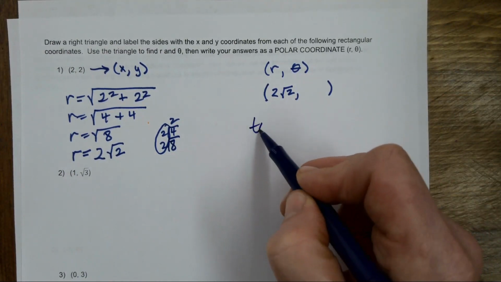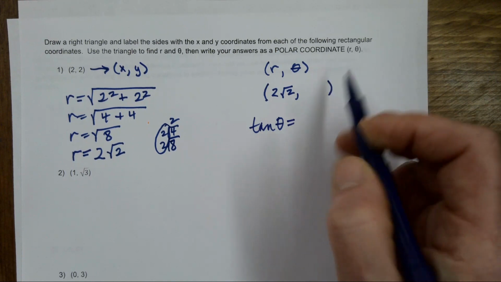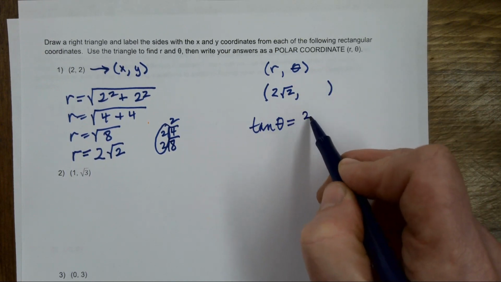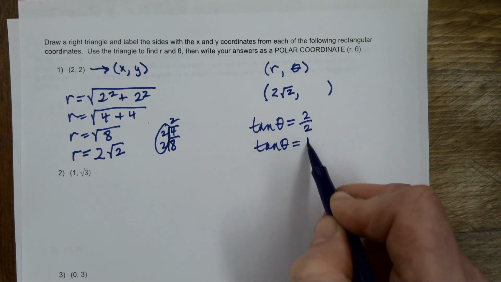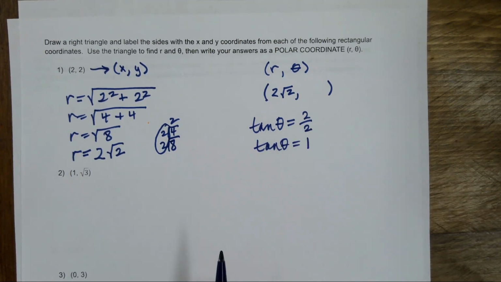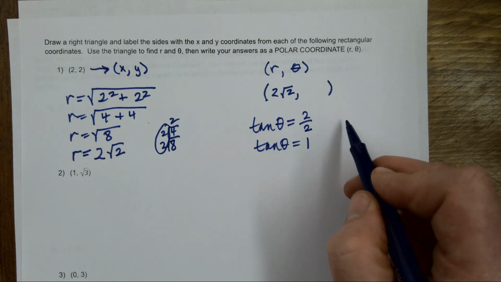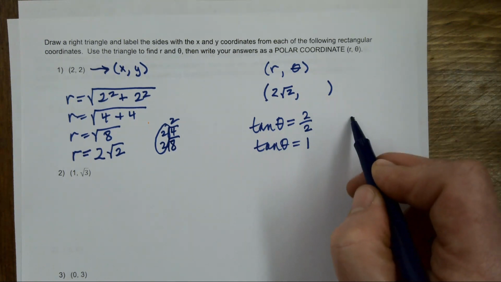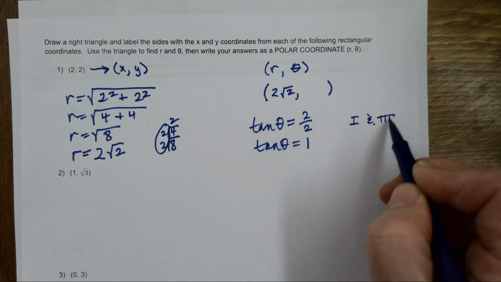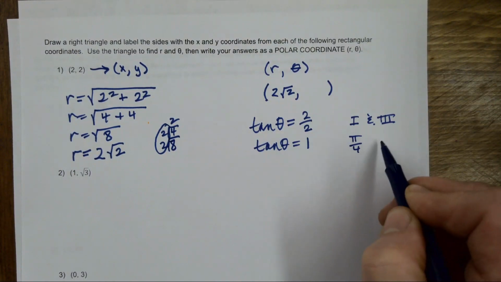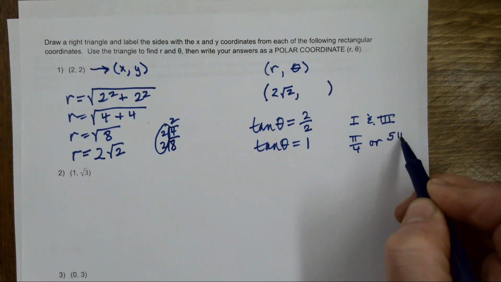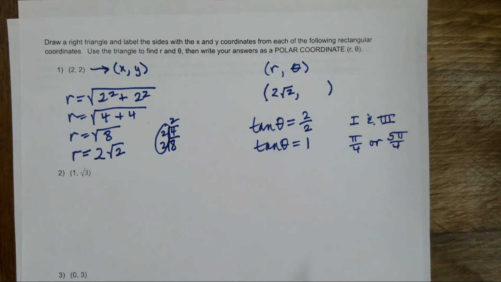So the tangent of theta is found by taking the y value over the x, or again, I'm in the same boat I was before, the tangent is 1. The tangent is 1 in the pi over 4 family, and it is 1 in the first and the third. So I have pi over 4 or 5 pi over 4. Kind of a duplicate from our last problem.